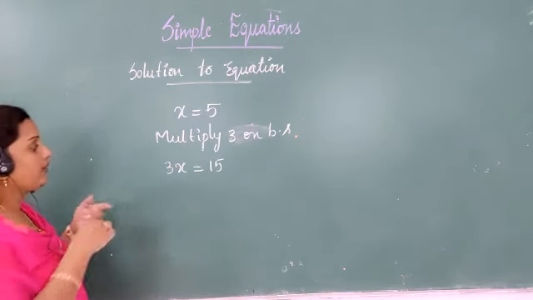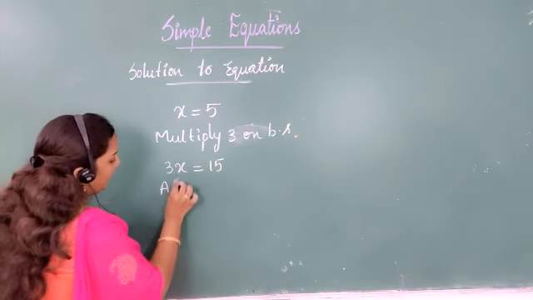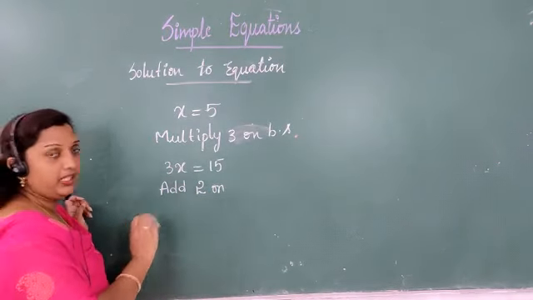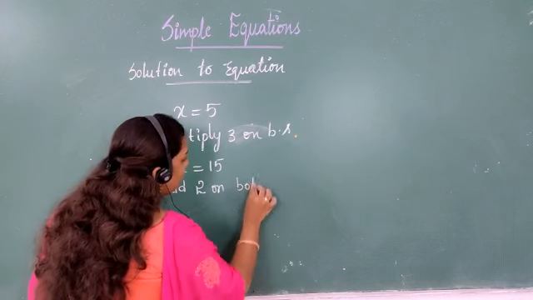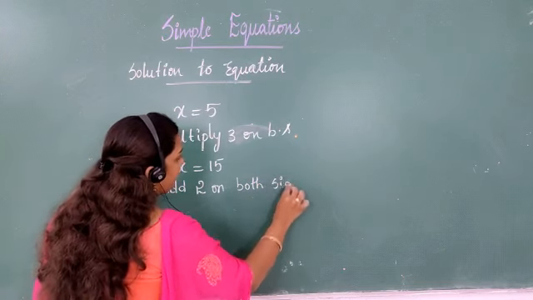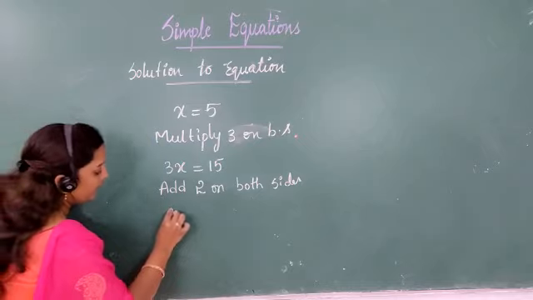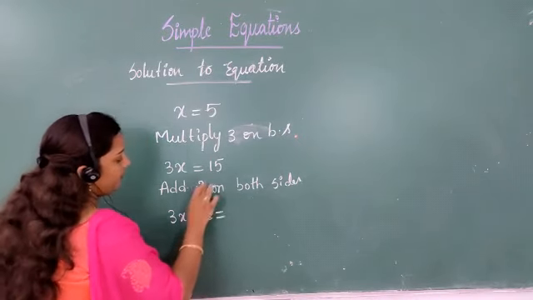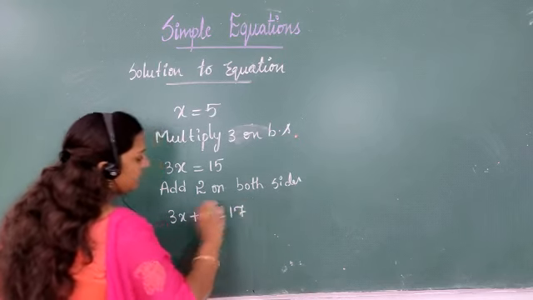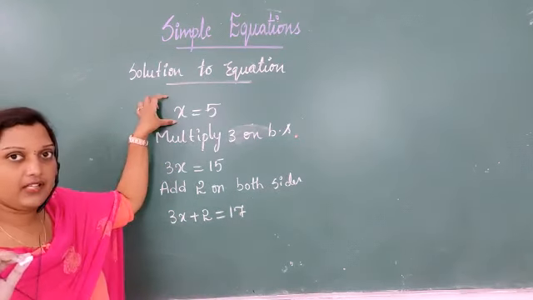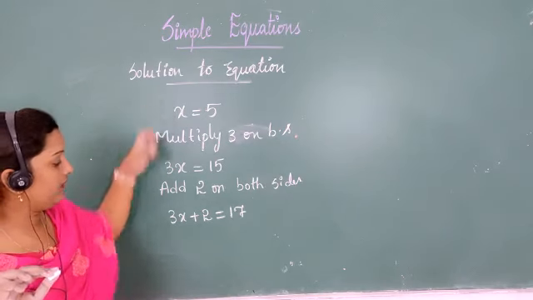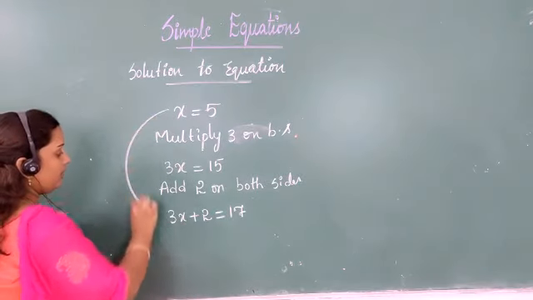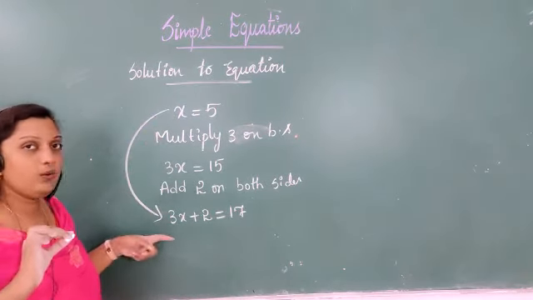Now I will perform one more operation. Add 2 on both the sides. You can take any number here. Okay. Add 2 on both sides. So I will get 3x plus 2 is equals to 15 plus 2 is 17. So x is equals to 5 is the solution, and the equation we got is 3x plus 2 is equals to 17. This way you can form from solution to equation.